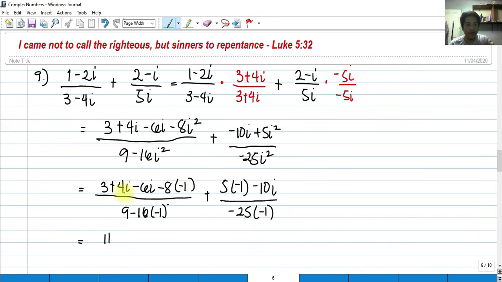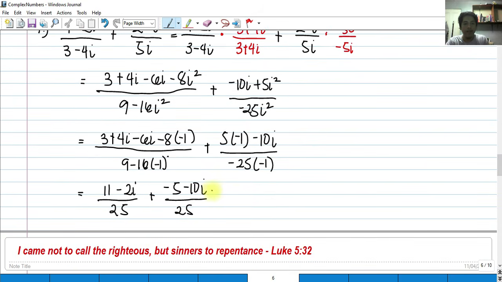Then we have 4i minus 6i, that's negative 2i. Then over 9 minus 16 times negative 1, so this becomes plus 16. So 9 plus 16 is over 25. Then we have plus negative 5 minus 10i all over 25. Since they have the same denominator, we can rewrite this as 11 minus 2i minus 5 minus 10i all over 25.